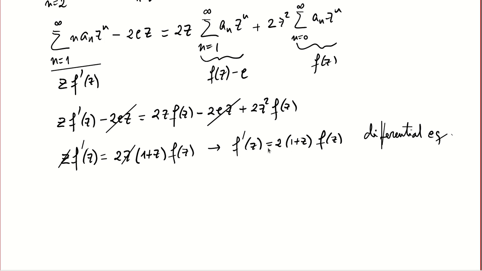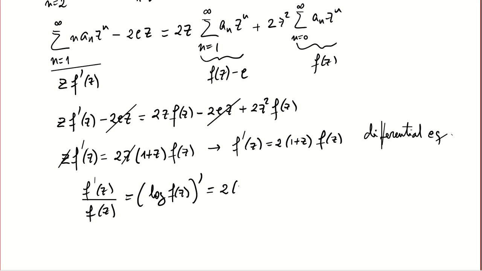All we have to do here is divide by f. And then I have on the left-hand side f prime divided by f, and f prime divided by f is just the derivative of the logarithm of f. Okay? So the derivative of the logarithm of f is equal to 2(1 plus z). Then calculating the primitive of this is straightforward. The logarithm of f is equal to (1 plus z) squared, right? The derivative of this is just this one here. Plus, of course, a constant.